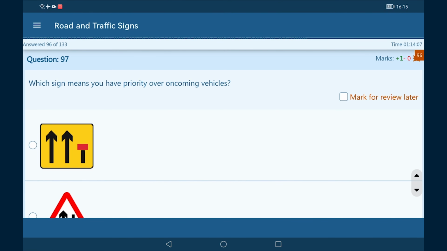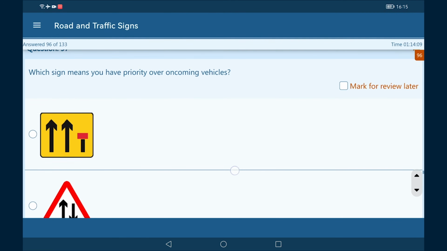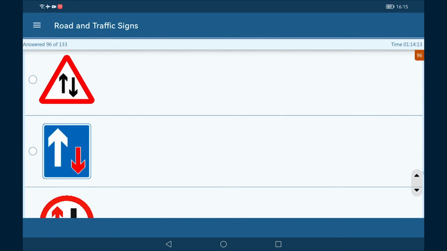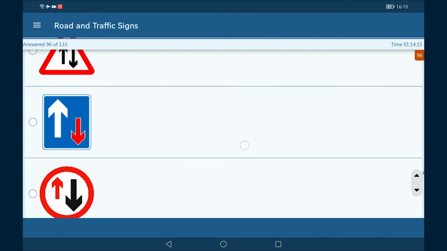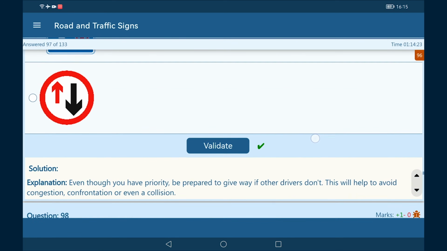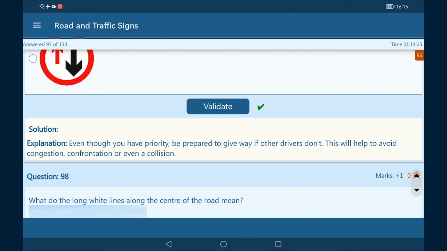Option 1. Image. Option 2. Image. Option 3. Image. Option 4. Image. The correct answer is Option 3. Explanation. Even though you have priority, be prepared to give way if other drivers don't. This will help to avoid congestion, confrontation, or even a collision.